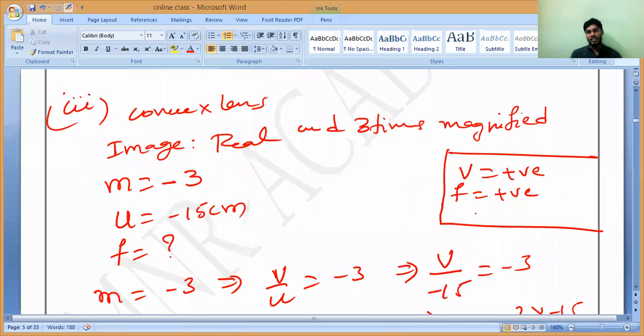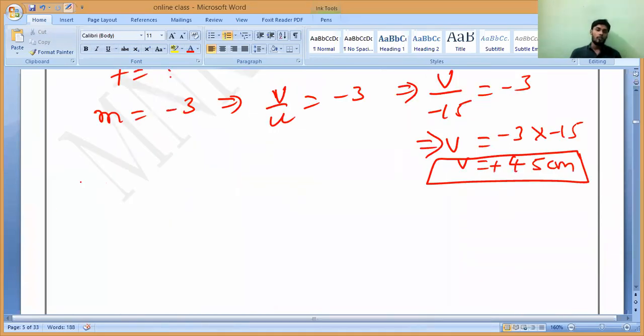So magnification magnitude is greater than 1, is it yes or no? And M is equal to minus, because it is a real image. Now calculate the focal length, all of you, using the lens formula.